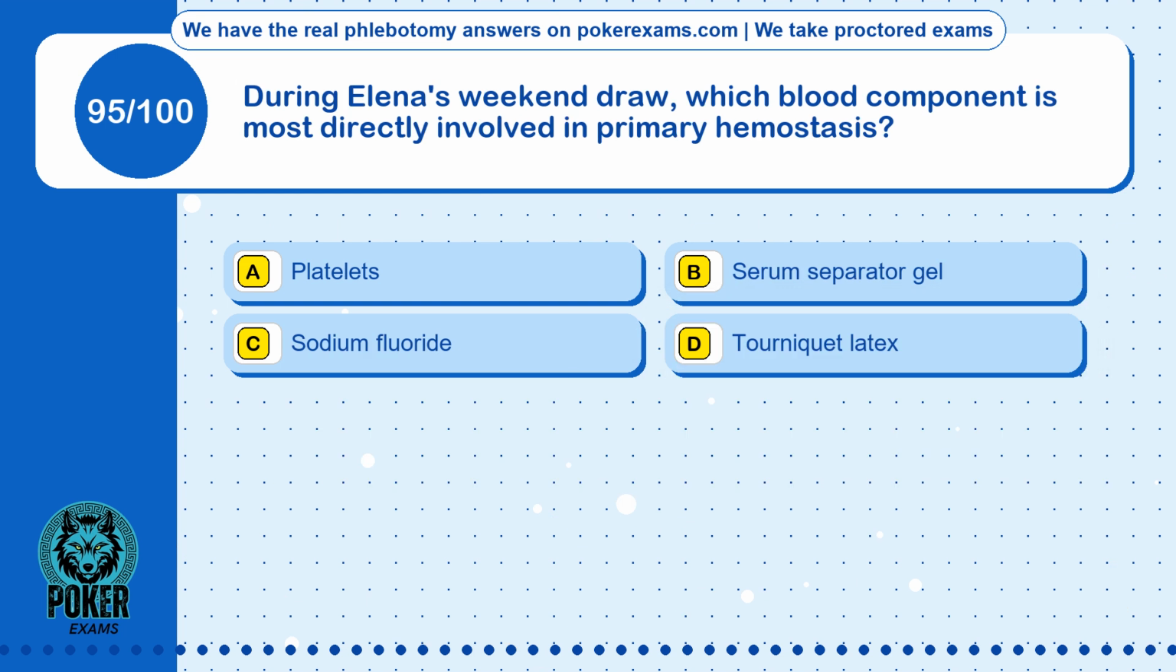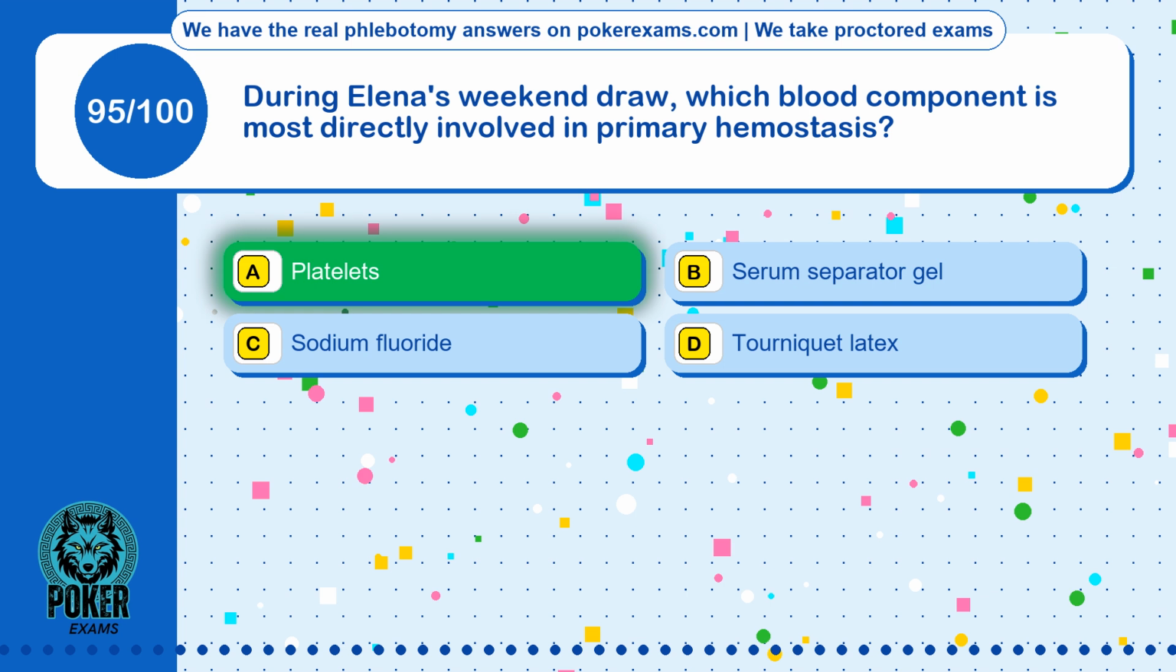Question 95. During Elena's weekend draw, which blood component is most directly involved in primary hemostasis? Option A, platelets. Option B, serum separator gel. Option C, sodium fluoride. Option D, tourniquet latex.